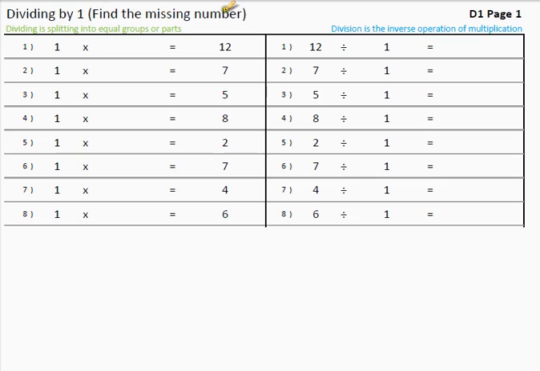Dividing by 1, find the missing number. 1 times what will give you 12? 1 times 12. In other words, 12 divided by 1 gives you 12. Okay? 1 times what will give you 7? Yes, 7. In other words, 7 divided by 1 is 7.